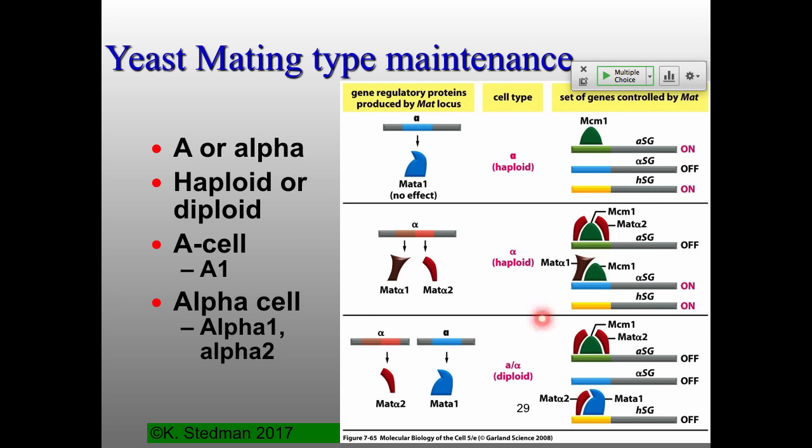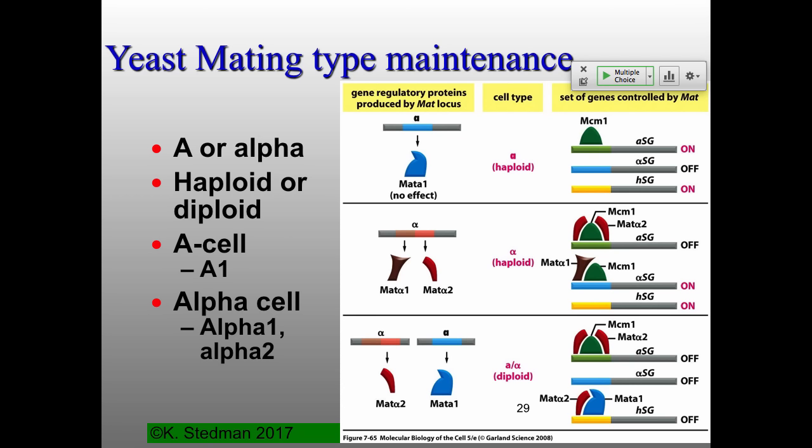The last case is once you have your shmoo and you form a diploid, now you have MAT A1 and MAT alpha 2. MAT alpha 1 is actually repressed in these cells. Turns out it has a little bit to do with MAT A1, but we're not going to get into it. Because you've got MAT alpha 2, you shut off the A-specific genes. Because you don't have MAT alpha 1, you don't have alpha-specific genes, but now you turn off your haploid-specific genes. And your haploid-specific genes are what you need to shmoo. Because if you bring two diploids together, you don't need to shmoo anymore.